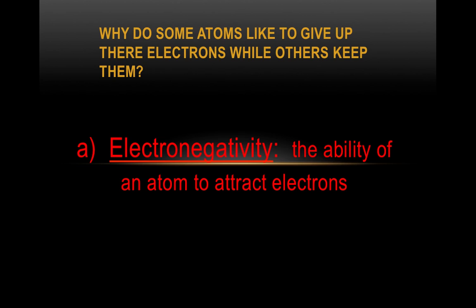So why do some atoms like to give up their electrons while others keep them? Well, we call this electronegativity, and it has to do with that basic concept of it's easier to get rid of one than gain 7. Electronegativity is the ability of an atom to attract electrons. So you can be very attractive to electrons if you have a lot of them, and if you don't have a lot of electrons, you're not very attractive and it's easier to give them up.